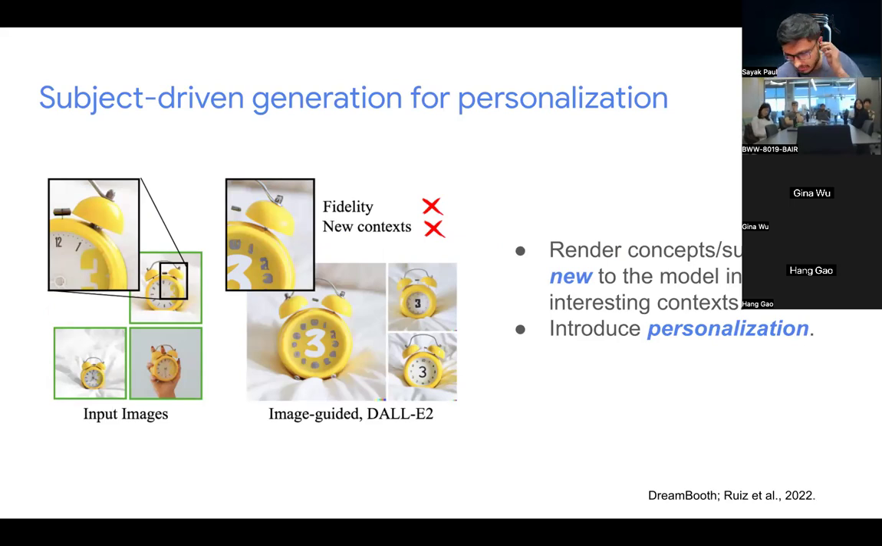Like as I was mentioning, maybe I want to render my cute cat in some interesting contexts, basically concepts that are very new to a pre-trained diffusion model. And thereby I also want to introduce personalization, and I think this is incredibly useful for many entertainment and content industries. So yeah.